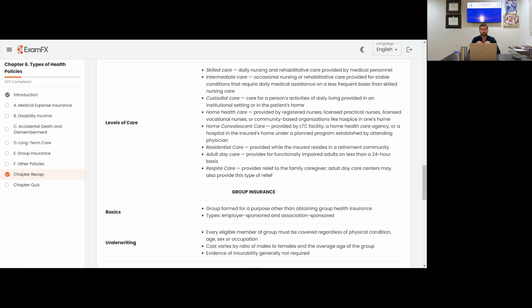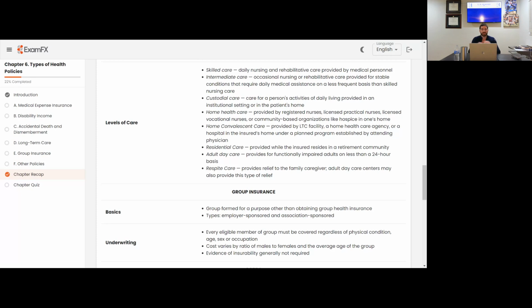Custodial care for a person's activities of daily living, provided in an institutional setting or in a patient's home. Custodial care, that's when you're going to be in a nursing home. That's when you're going to have a nurse there, 9 to 5, to take care of you, because you can't do what are called the ADLs, activities of daily living. Typically 2 of 6 ADLs qualify. I mentioned them earlier. A lot of times those first ones are going to be toileting or bathing by yourself, definitely driving a car, things like that.